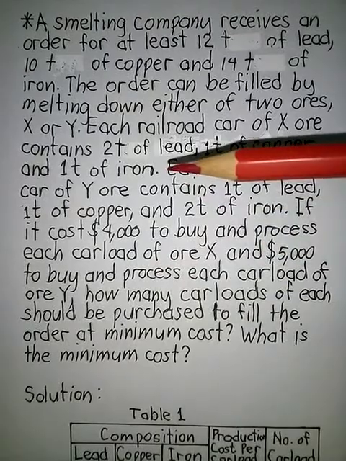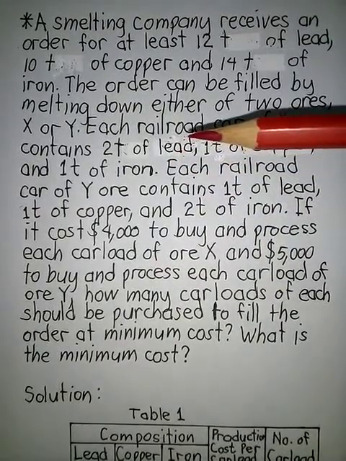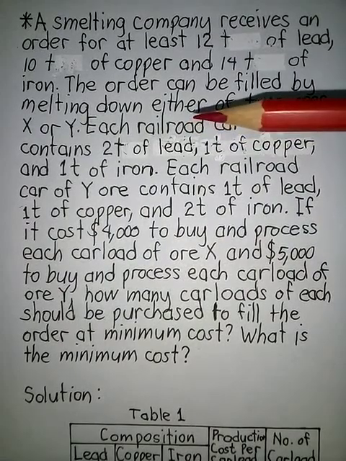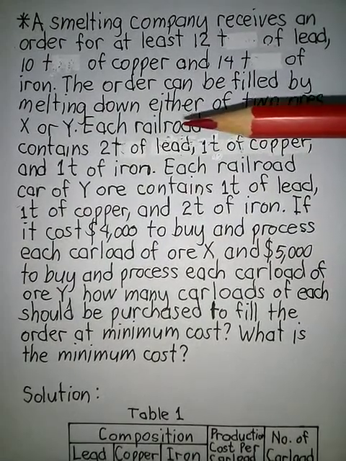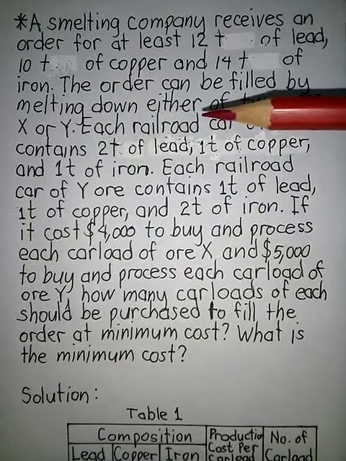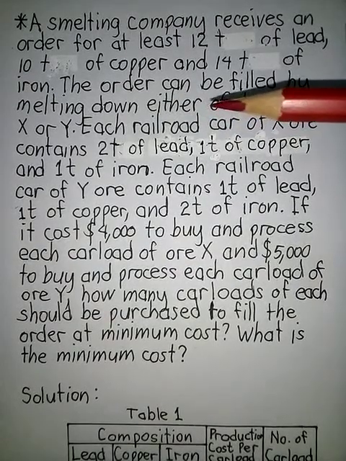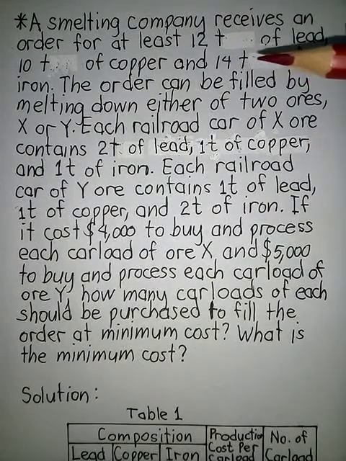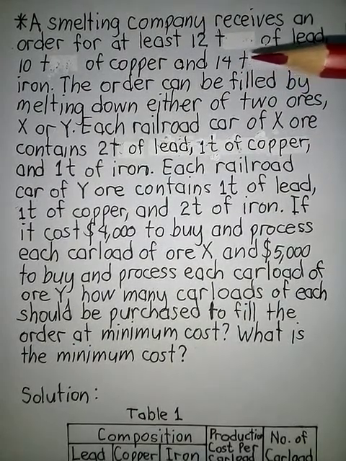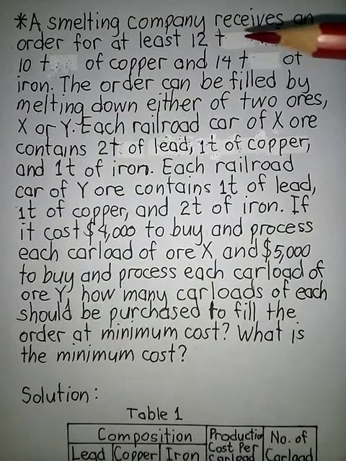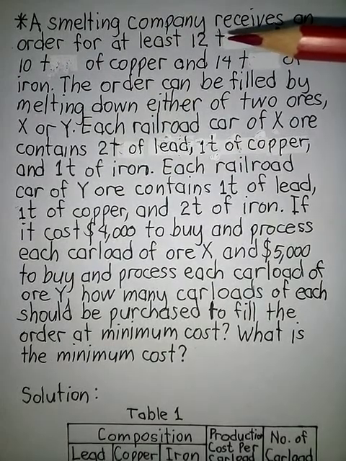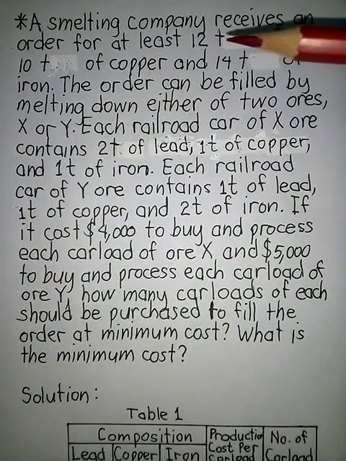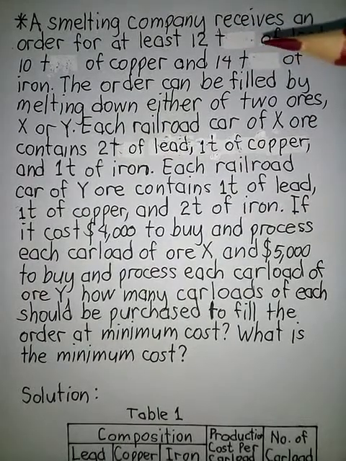So let's have the problem. A smelting company receives an order for at least 12 T of lead, 10 T of copper, and 14 T of iron. By the way, I just copied this problem in its original form, and I was tempted to make this stance, but I decided finally to make it just the same letter T.